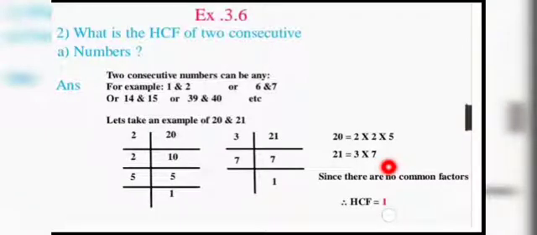No. If there are no common factors, then 0 cannot be the factor. 0 cannot be the factor of any number, so you cannot take 0. If you find no common number, then the HCF is only 1 every time. Okay?